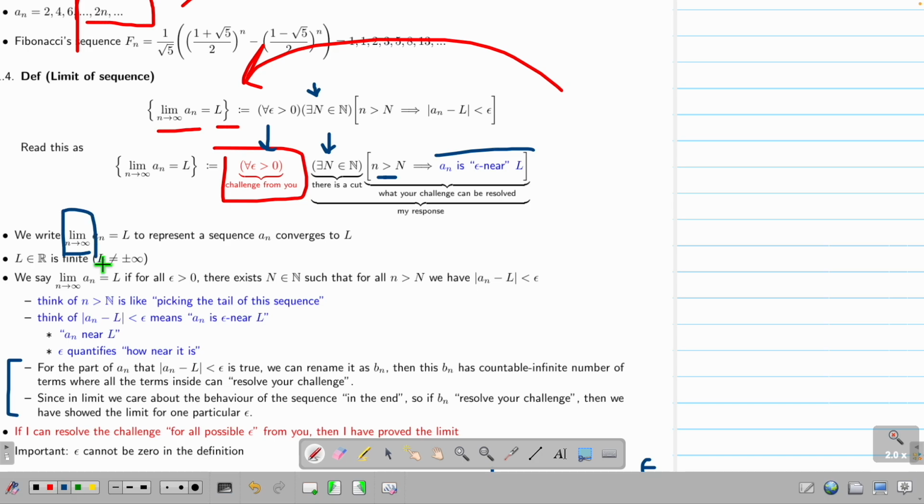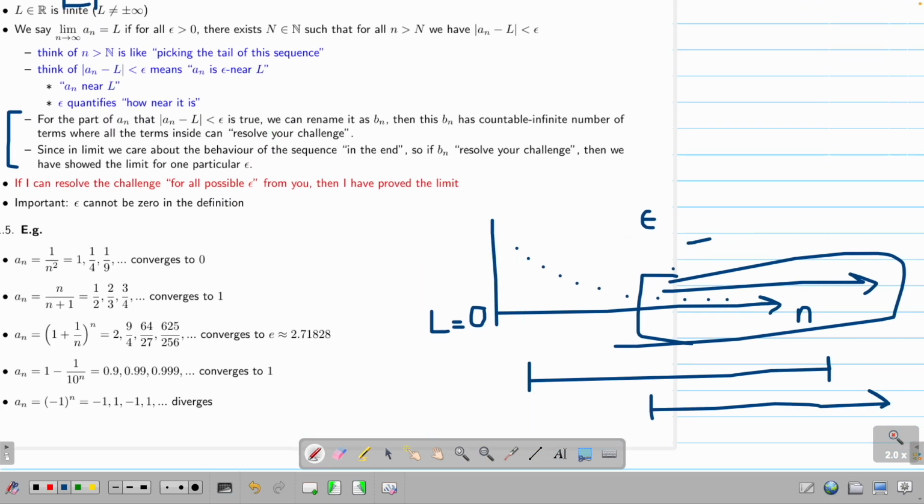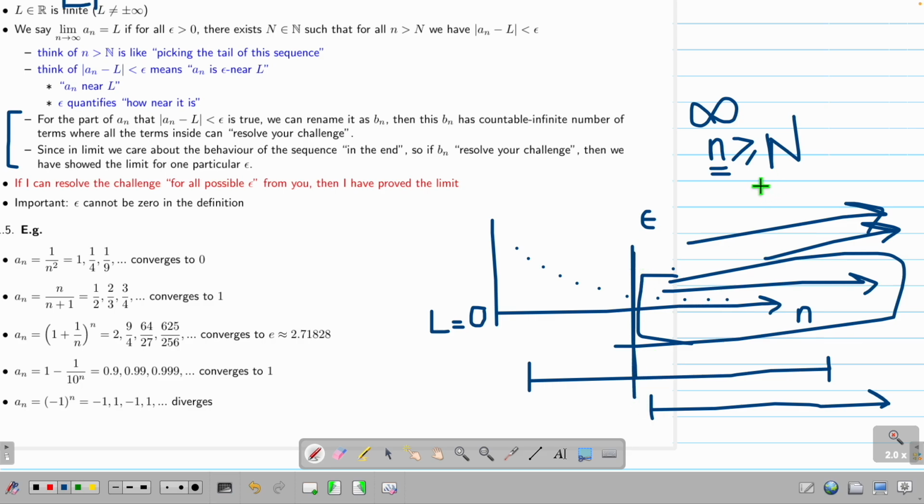So it's saying the behavior in the end. In the end means in the infinity. In the infinity means everything here. Countably infinite terms here. Everything here has to be true. So what I'm saying is that for all the n larger than this particular guy, how many numbers here? Countably infinite number of terms. That means infinite number of them. This is true. And I have all the things after this particular cutting point that I disprove your challenge. Then it's correct. Because we are now talking about in the end.